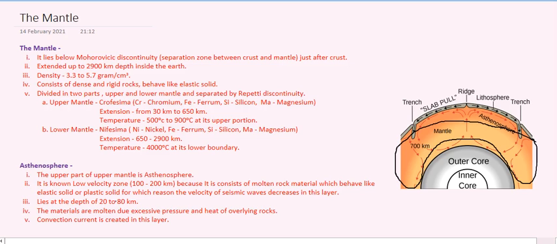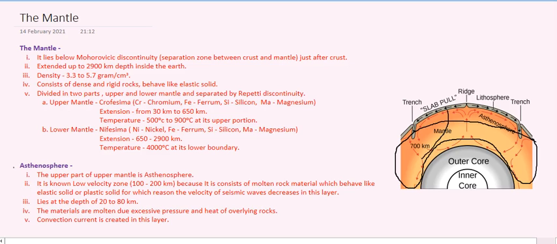So let us discuss this layer. It is known as the low velocity zone because it consists of molten rock materials which behave like elastic or plastic solids, for which reason the velocity of seismic waves decreases in this layer. While the P wave or S wave travels through this layer, their speed or velocity generally decreases due to the presence of viscous or molten materials.